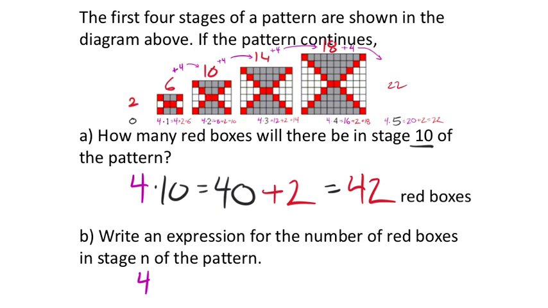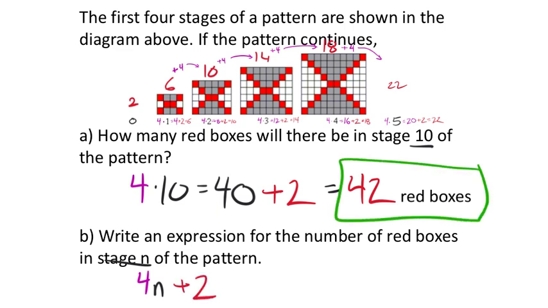So in the next part, it says write an expression for the number of boxes in stage n of the pattern. Okay, well, stage n, again, we can see that all we're doing is taking 4 and multiplying it by the stage. So this one just happens to be stage n. We don't know what that number is. But after we multiply by 4, that tells us how many red boxes are branching out from the middle, and then the middle has the 2 red boxes. That's it. So we got that answer. Stage 10 has 42 red boxes, and then the expression would be something like this.